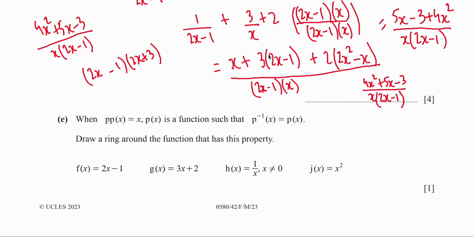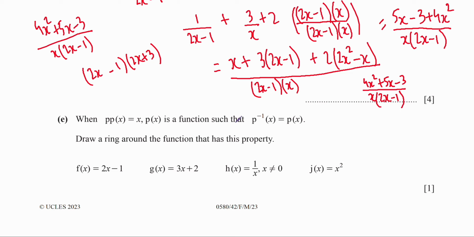Okay, let's do part E. When p composed with p of x is equal to x, p of x is a function such that the p inverse of x is equal to p of x. Draw a ring around the function that has this property. So it looks very confusing, but it's only 1 point, so it can't be that difficult.